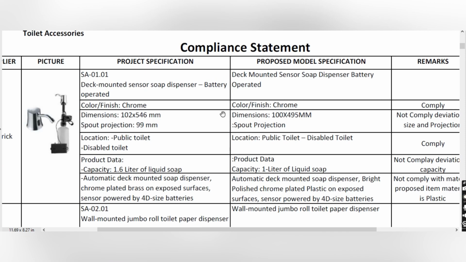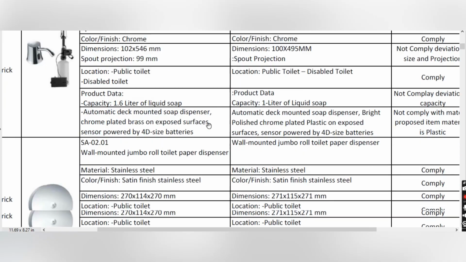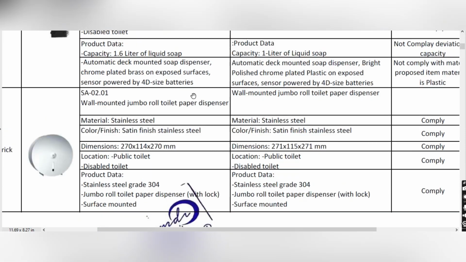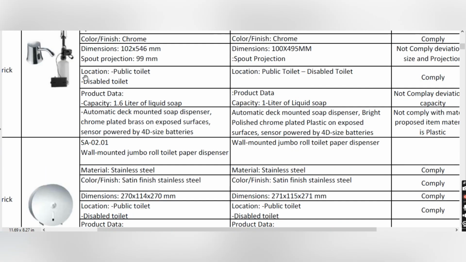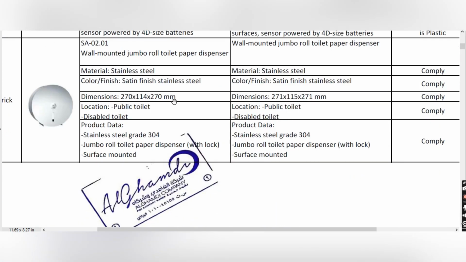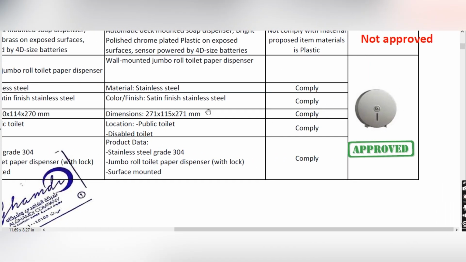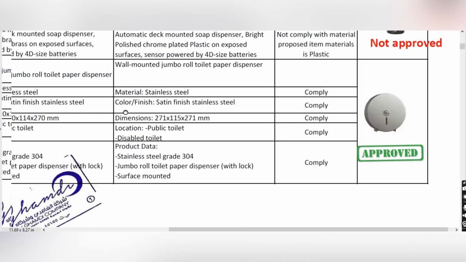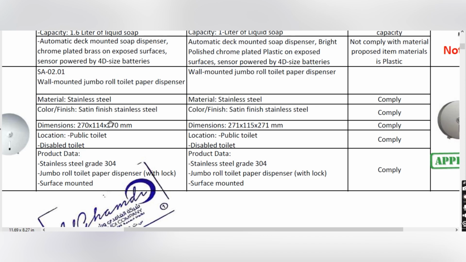Here you can see this is for the automatic sensor soap dispenser. This is also another material, wall mounted jumbo roll toilet paper dispenser. Here you can see comply. So all the specifications from the company and the project specifications are matching. Because of that, compliance is approved.